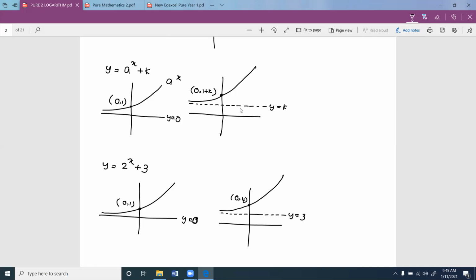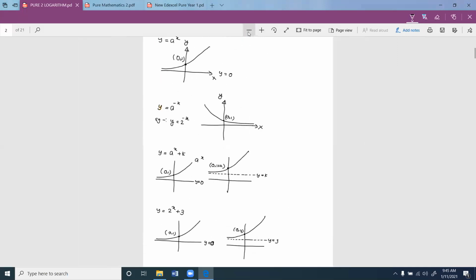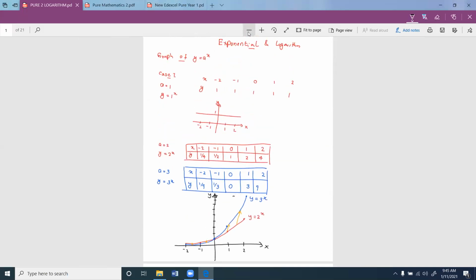Knowing this kind of transformation is sufficient in our AS level, not everything which is in the first exercise. So you just have a basic idea how to draw it, because they have given some extension graphs in P2 as they are required for our further maths. That is why that part is there. But basically, if you know how to do this kind of transformation, that is sufficient to learn our P2 mathematics, right?